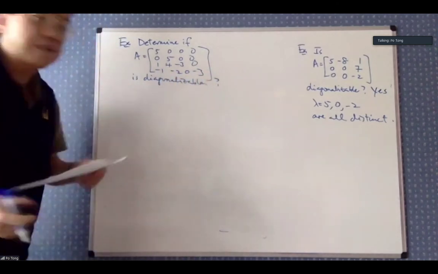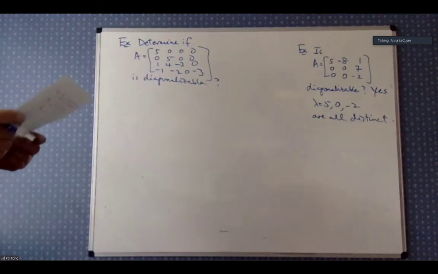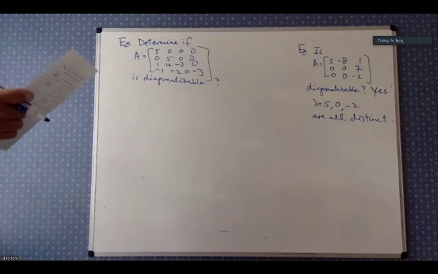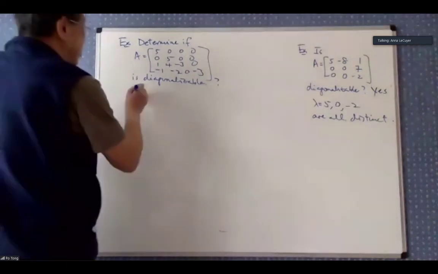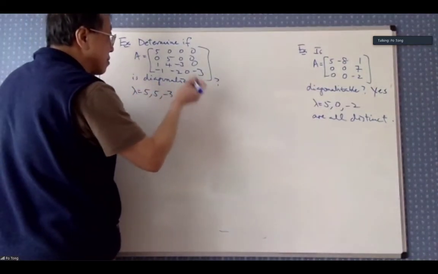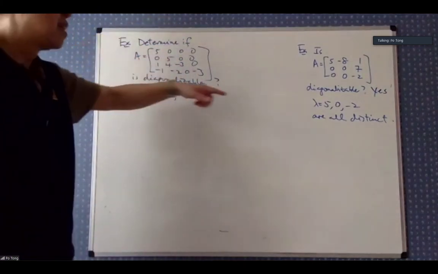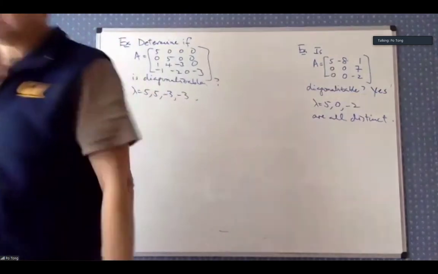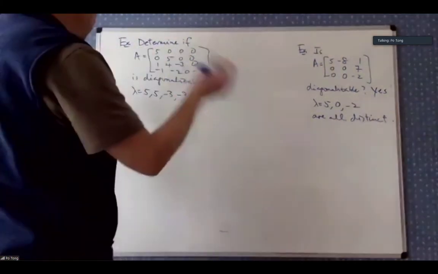Okay, how do we determine this? Do we know the eigenvalues? Yes, we already know that. Are they all distinct? No. Lambda equals 5, 5, -3, -3. And because it's a lower triangular matrix, right? And that one was an upper triangular.